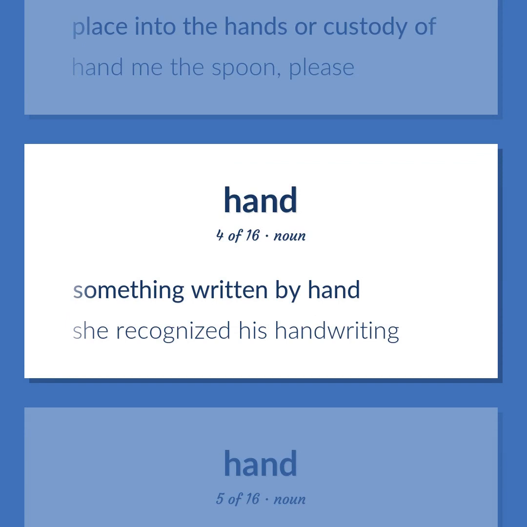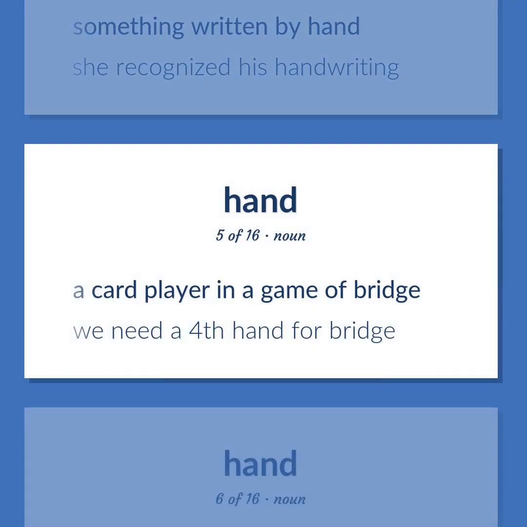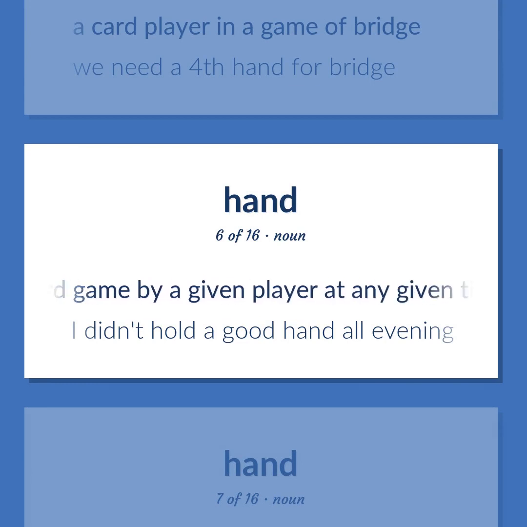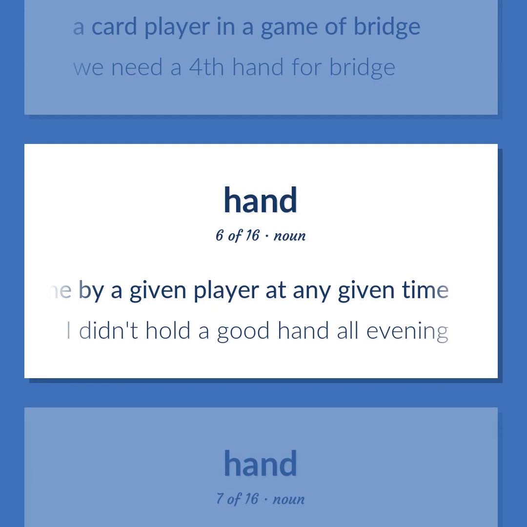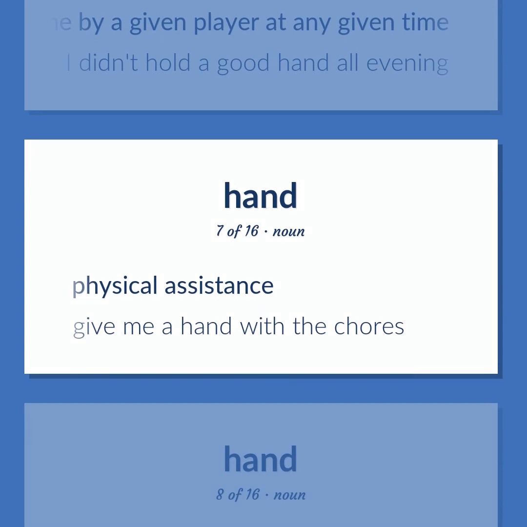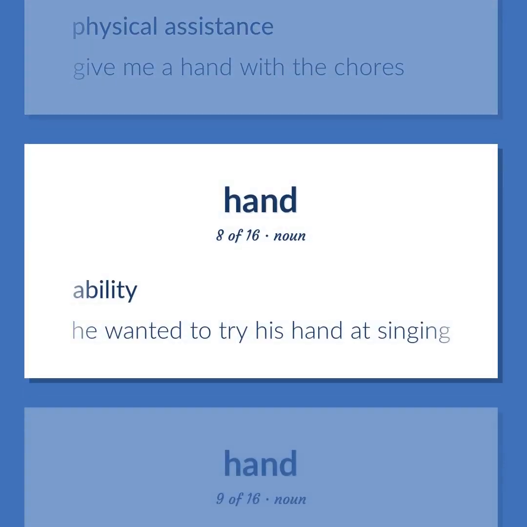Something written by hand. She recognized his handwriting. A card player in a game of bridge. We need a fourth hand for bridge. The cards held in a card game by a given player at any given time. I didn't hold a good hand all evening. Physical assistance. Give me a hand with the chores. Ability. He wanted to try his hand at singing.